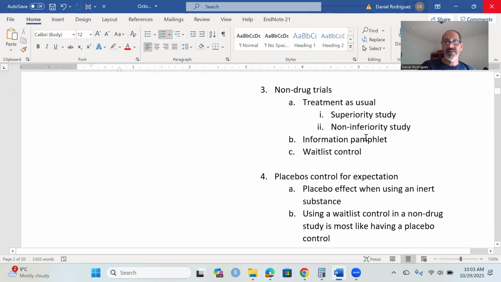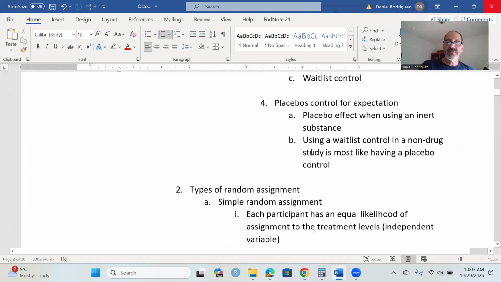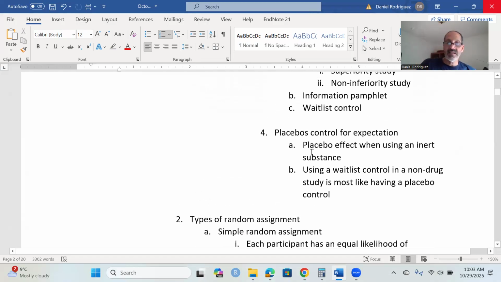Treatment as usual could be something like I said, cognitive behavioral therapy, or it could be an information pamphlet, or even a waitlist control. Like, you're going to receive the treatment. I think the waitlist control is the most similar to the placebo, because at least you're having this expectation of receiving the treatment.